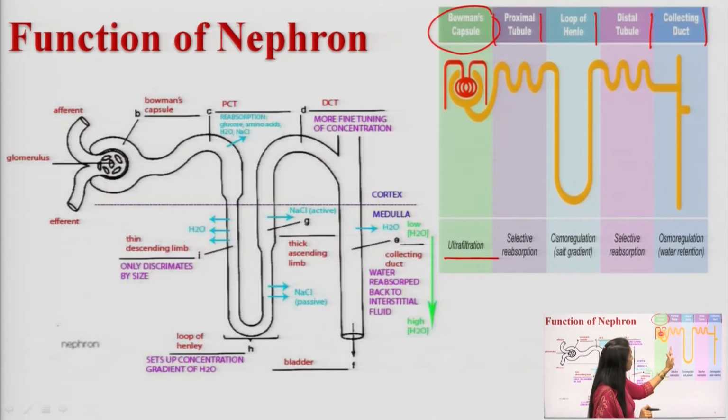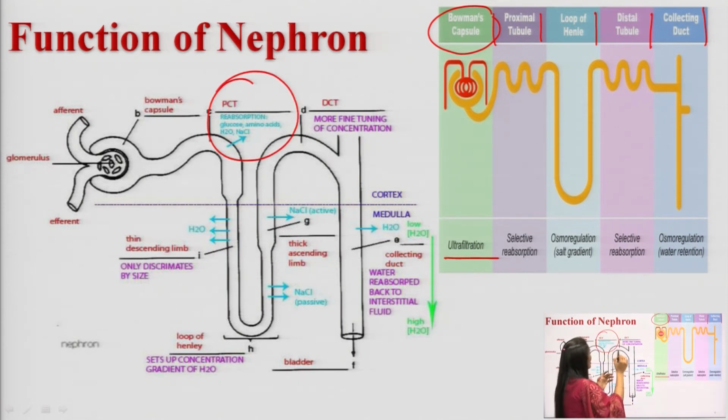In the proximal convoluted tubule, it will selectively reabsorb ions. Where is the proximal convoluted tubule? Here. It will reabsorb glucose, amino acids, water and sodium chloride. Sodium ions, chloride ions, water, glucose, all these will be reabsorbed by the proximal convoluted tubule. It is a selective reabsorption.